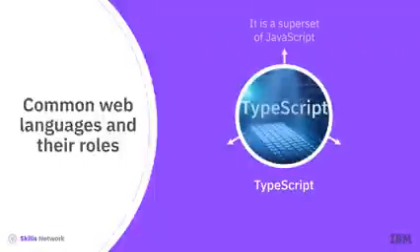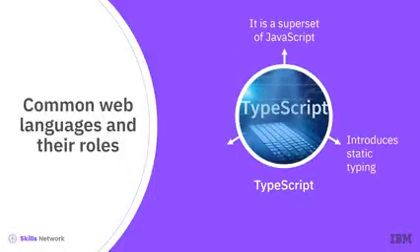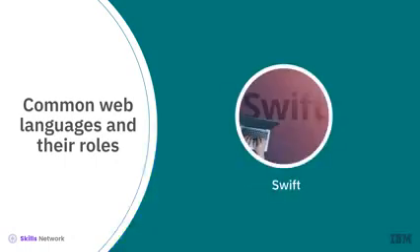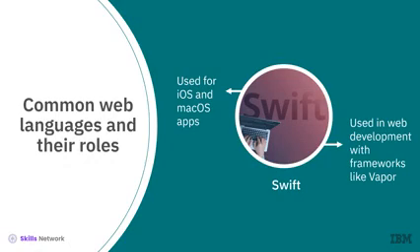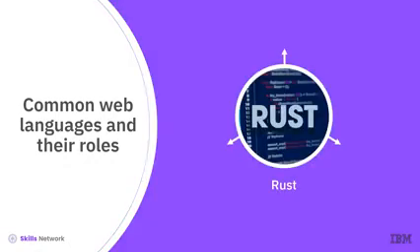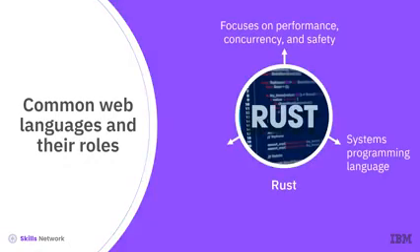TypeScript is a superset of JavaScript that introduces static typing and enhances the development experience, especially for large-scale web applications. Although primarily used for iOS and macOS app development, programmers also use Swift in web development with frameworks like Vapor. Rust is a performance-focused, concurrent, and safe systems programming language. While not as widely used in web development, it offers unique advantages for certain use cases.